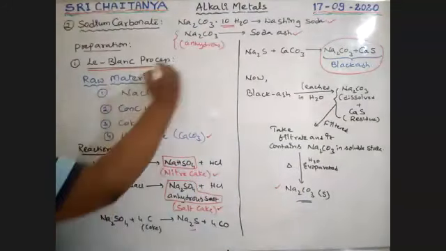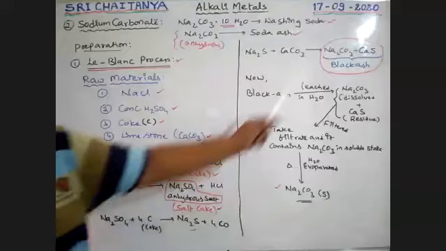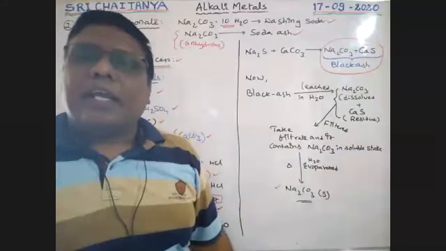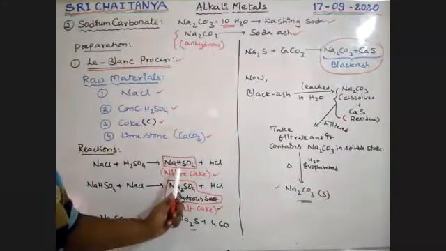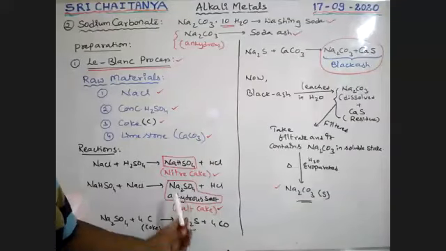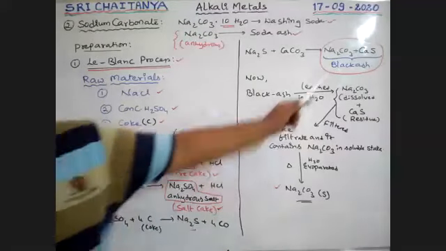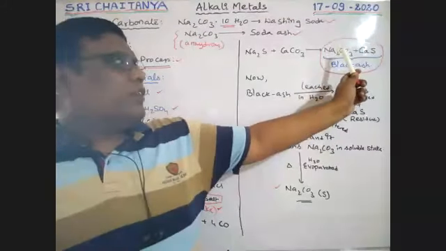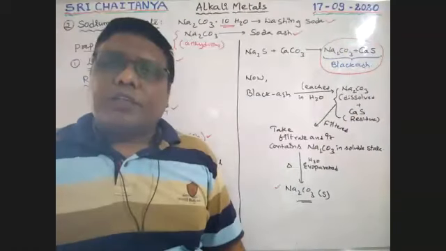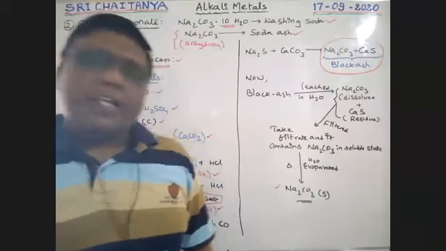Okay. So here in this process, names are important: nitre cake, salt cake, black ash. Nitre cake is sodium bisulfate, salt cake is anhydrous Na2SO4, and black ash is a mixture of sodium carbonate and calcium sulfide.